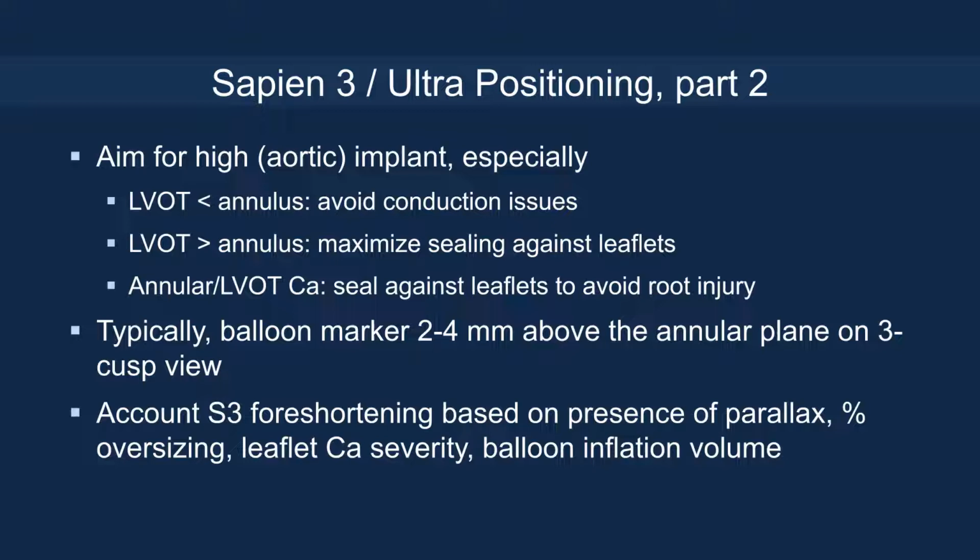Typically, I would say you position the balloon marker 2 to 4 millimeters above the annular plane, so that is the bottom of the marker on the free cusp view, and you will need to account for the Sapien foreshortening based on a number of factors, including the presence of parallax, percentage oversizing to the annulus, leaflet calcium severity, and balloon inflation volume.